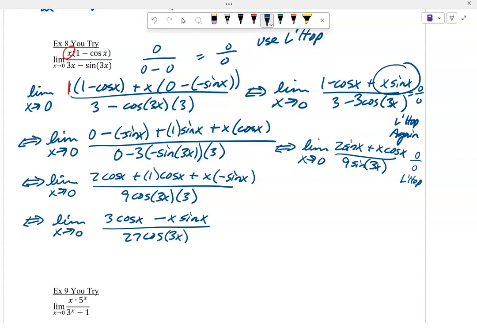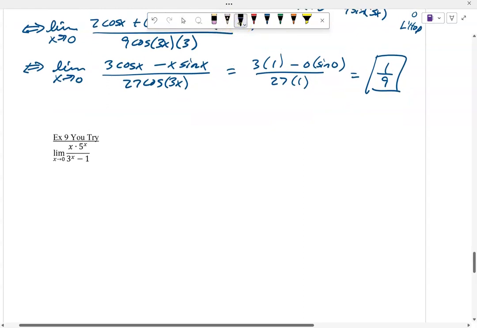And now let's go ahead and throw 0 in. I got 3 cosine of 0 minus 0 times the sine of 0 all over 27 cosine of 3 times 0, cosine of 0. So it looks like I got 3 minus 0 all over 27. So 3 over 27 ends up being 1/9 on this.